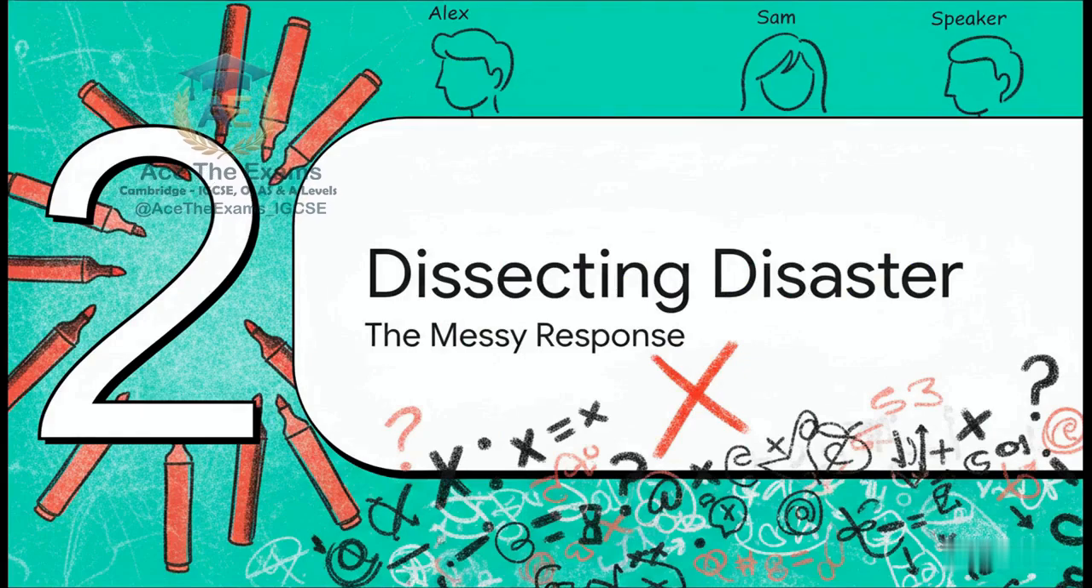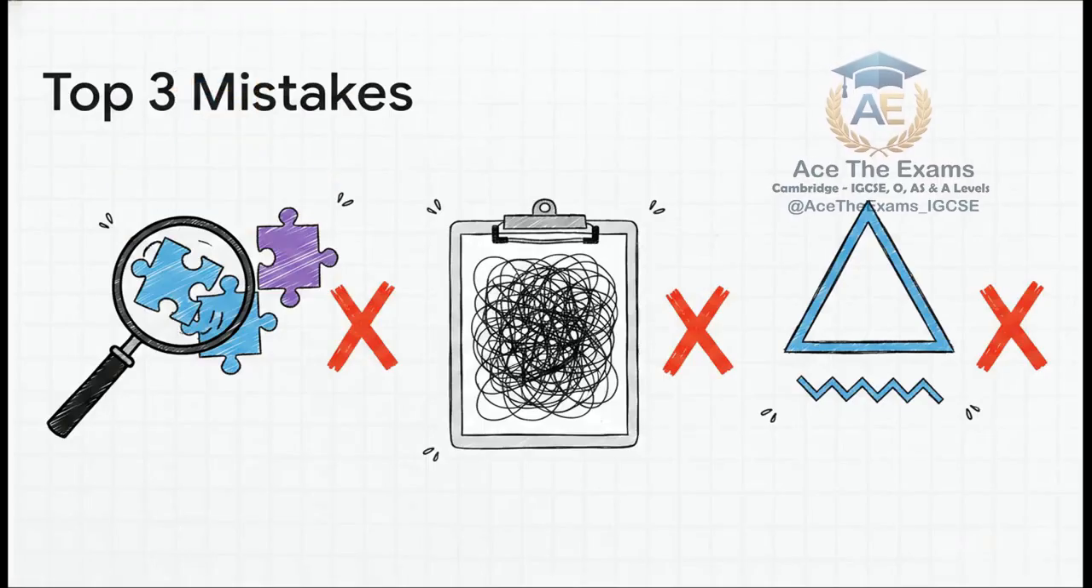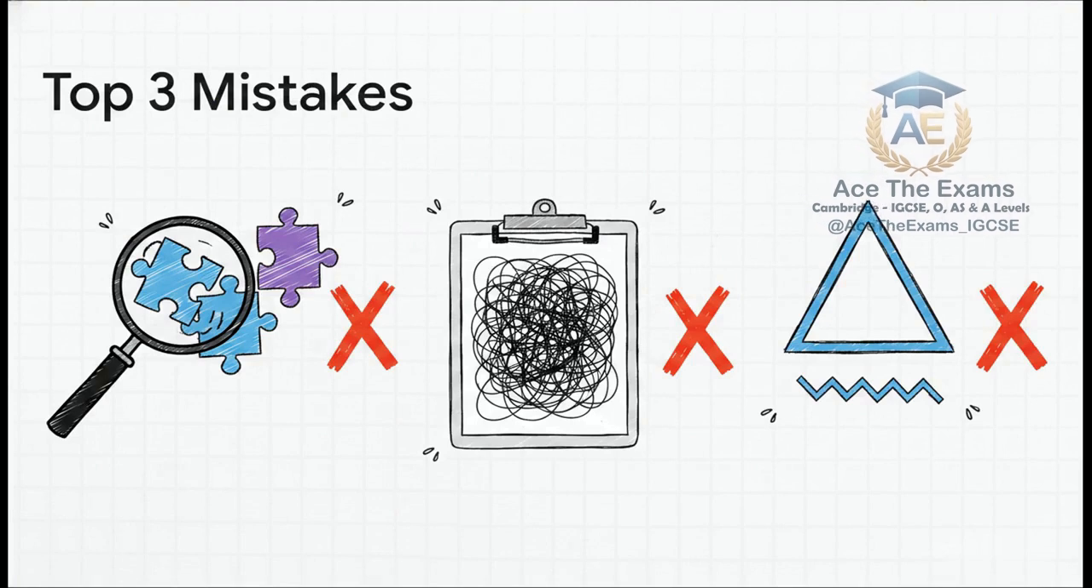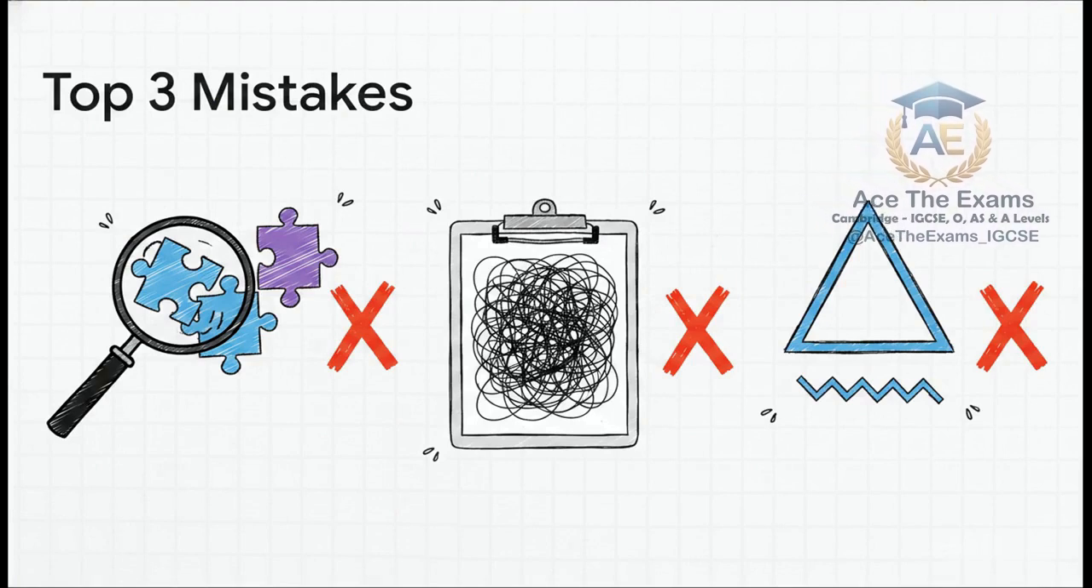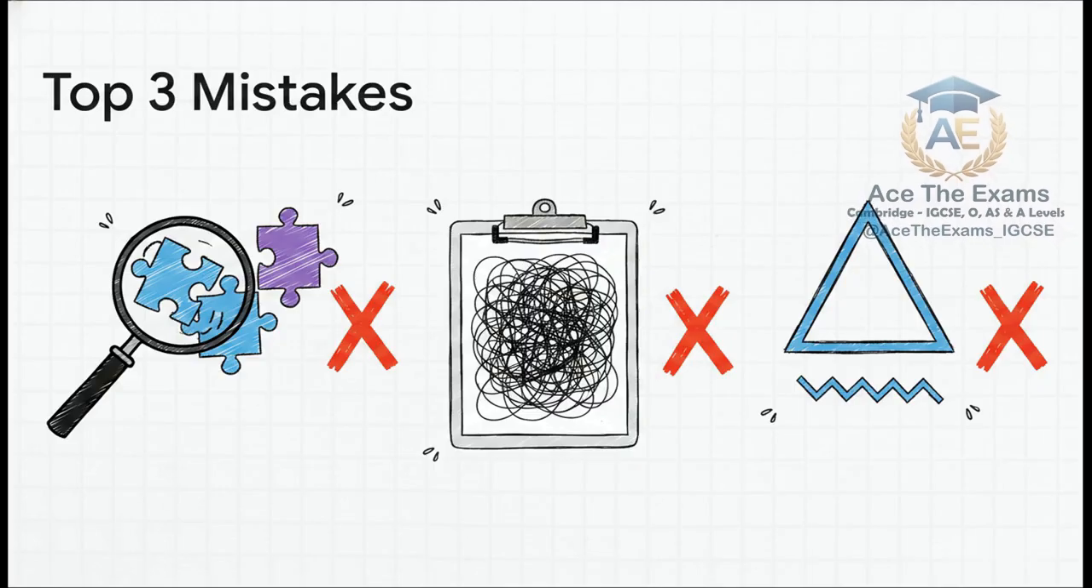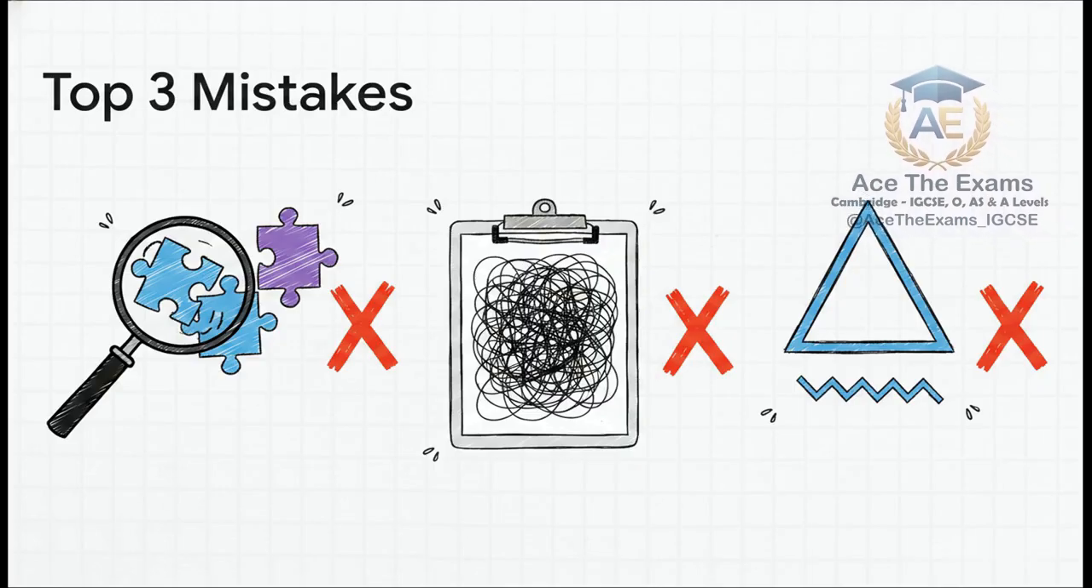Moving on to Section 2, Dissecting the Disaster. Let's take a look at this messy response. Pulling out our virtual red markers here, the errors in this response are just glaring. The student was supposed to solve a quadratic trigonometric equation, right? But there is absolutely no systematic processing happening. It perfectly illustrates the principal examiner's top 3 mistakes.